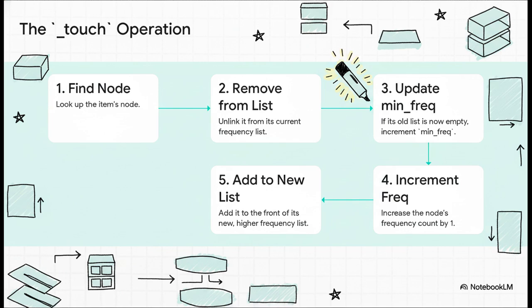We find it, we pull it off its current shelf, we update its frequency count, and then we place it at the very front of the next shelf up. And here's the clever bit. If its old shelf is now empty, we update our minFreq marker so we don't lose our place.